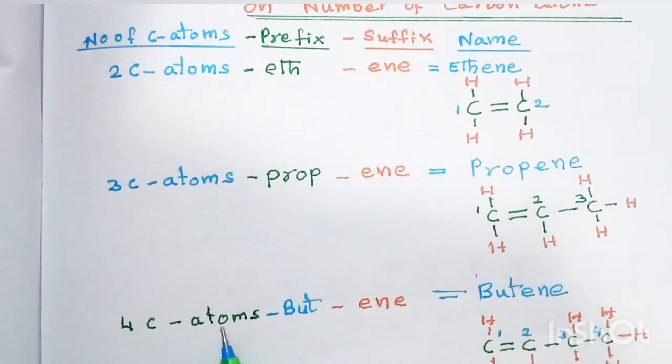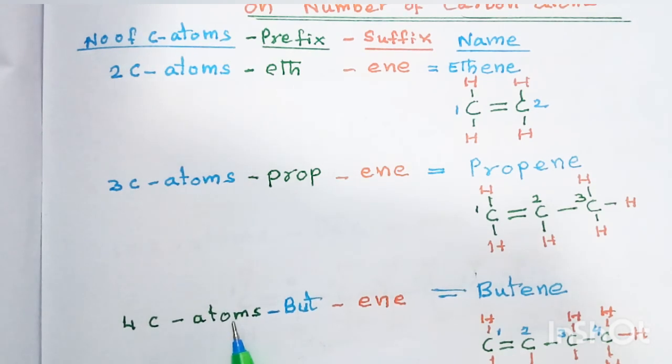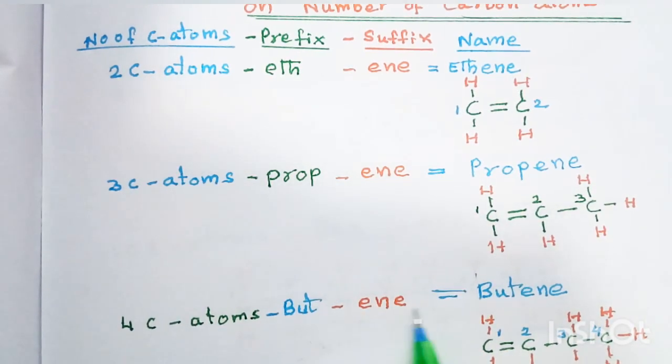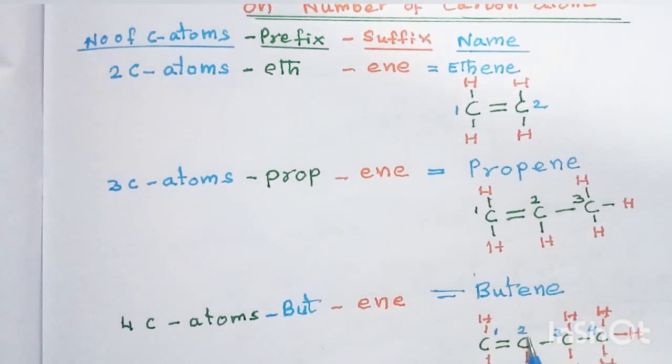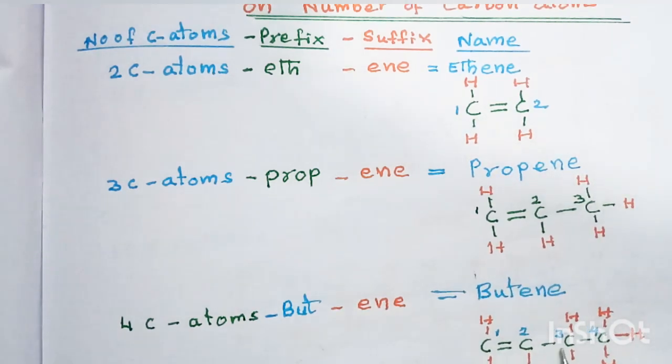But represents 4 carbon atoms. Ene represents a double bond. So the first carbon and the second carbon have a double bond between them. Second and third have a single bond. Third and fourth carbons have a single bond between them.